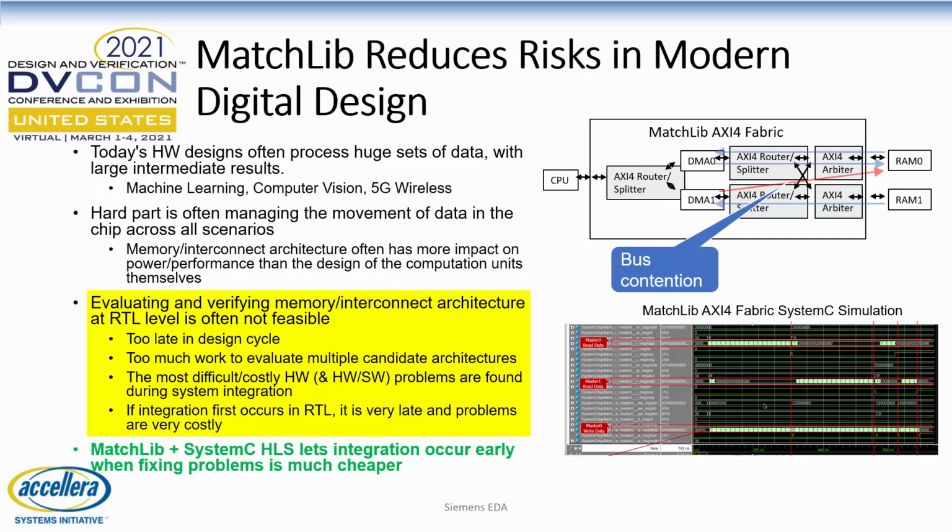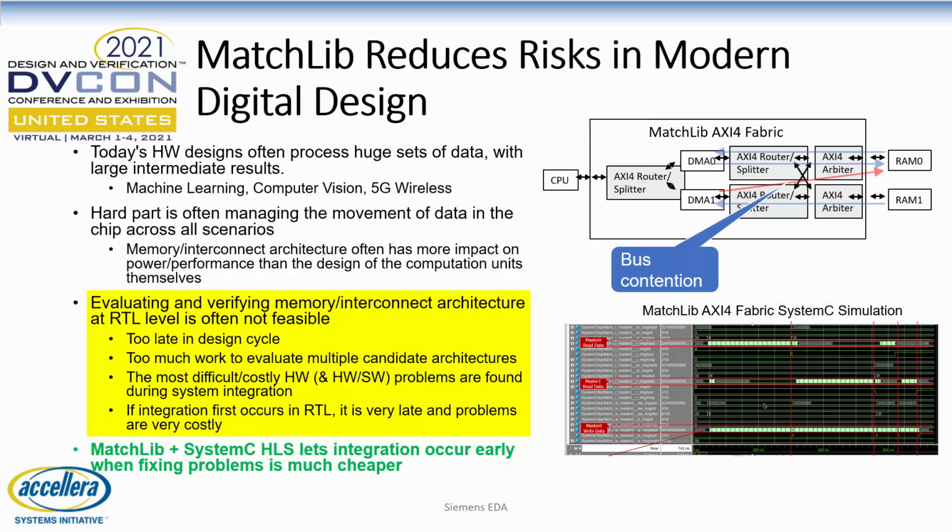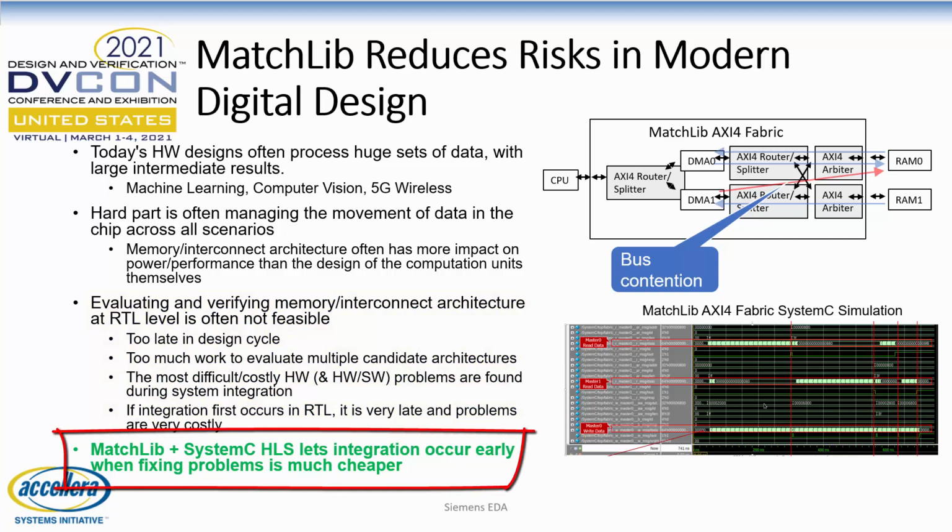It is either too late in the design cycle, it requires too much work to evaluate multiple candidate architectures, and the most difficult and costly hardware and software problems are often found during system integration. If the integration is occurring first in an RTL design flow, it is very late and the problems will be very costly. MatchLib and SystemC HLS lets integration occur early when fixing problems is much cheaper.